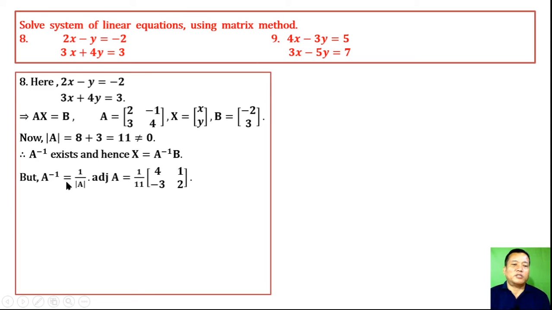But A inverse is what? 1 by determinant of A into adjoint A. 1 by determinant, the value of determinant is 11. Adjoint A of a 2 by 2 is shortly written as 4, 2 and minus 1, and minus 1, minus 3.